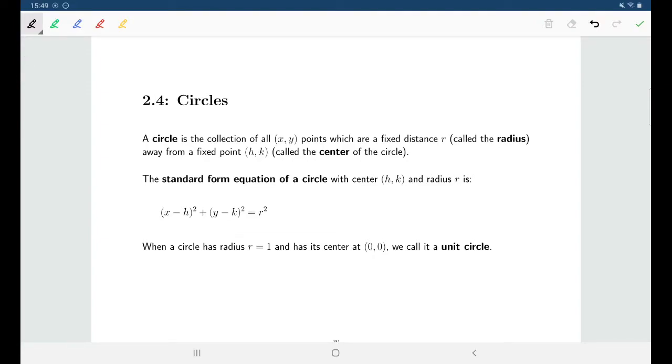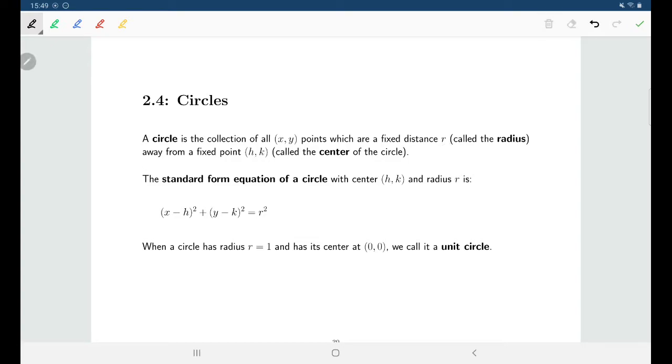Welcome back. In this section, we'll be talking about equations of circles and graphs of equations of circles. If we're defining what a circle is, it's just all the points that are a fixed distance away from the center. So here I'm using (h, k) to refer to the coordinates for the center of my circle, and r to be the distance between the center and any point that's on the circle.